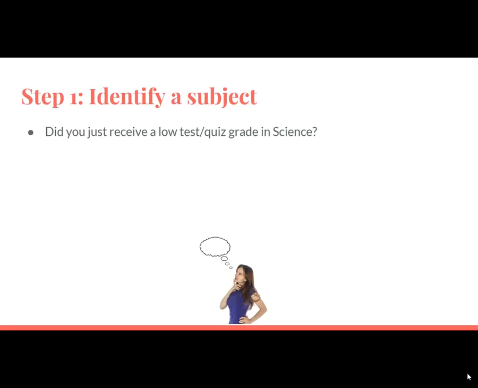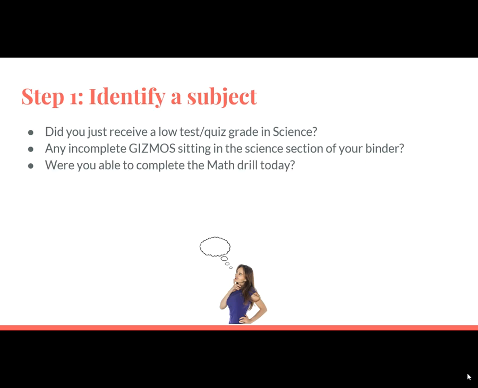The very first step is to identify a subject area in which you need help. You can only select math, language arts, science, or social studies, your core subject areas. So something to think about would be, did you just receive a low test or quiz grade in a science class? Do you have any incomplete Gizmos sitting in the science section of your binder?